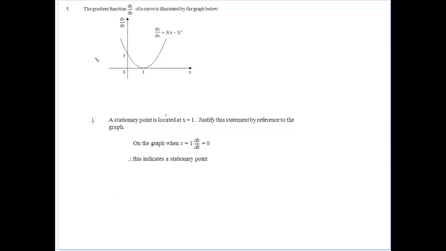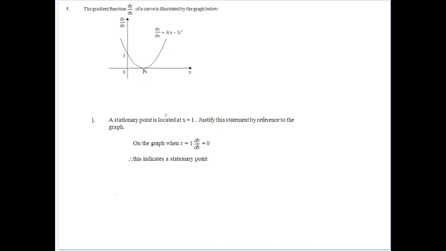So in this question about curve sketching, we're getting a little bit different type of problem. We've got a gradient function given to us of this curve, and the gradient function is given to us as 3 (x - 1) squared. So we can see our graph there.